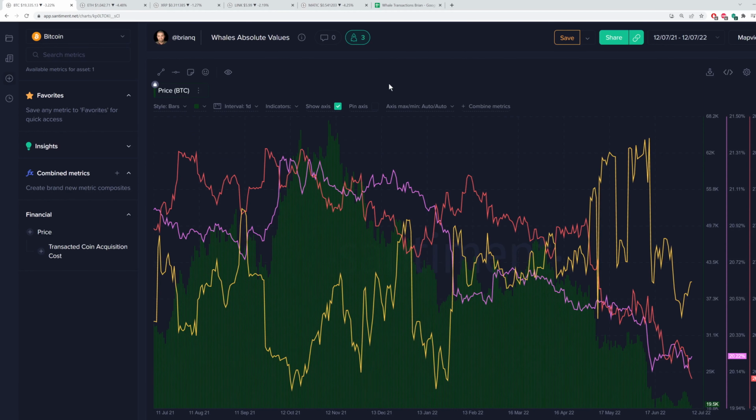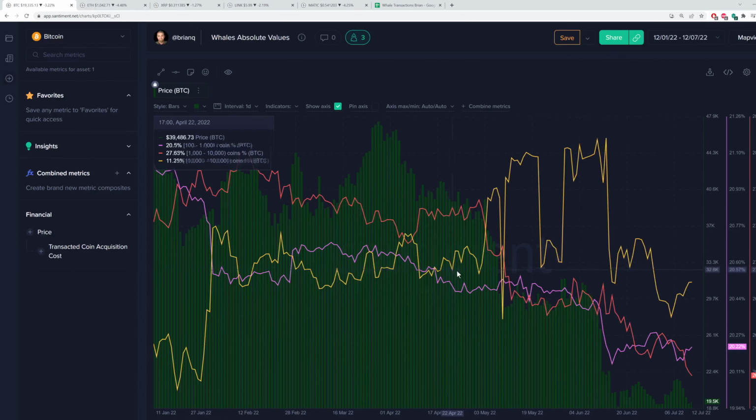So zooming back into the past 6 months here, obviously we know the pink line is going down.